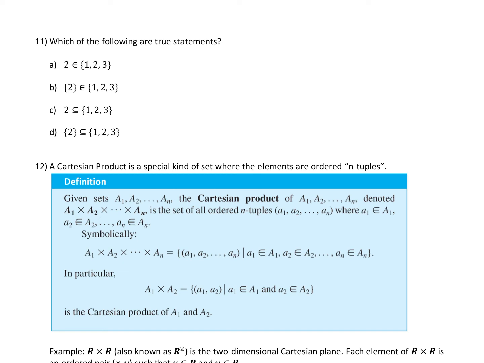Okay, here we have some tricky statements that we want to determine if they're true or false, and this is just a little practice with notation. So for part A, 2 is an element of the set 1, 2, 3. That's what this says. Yes, this is true. This is the set that has elements 1, 2, and 3. So 2 is an element of it.